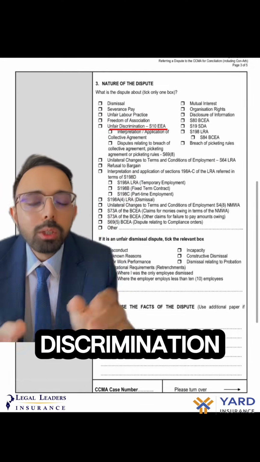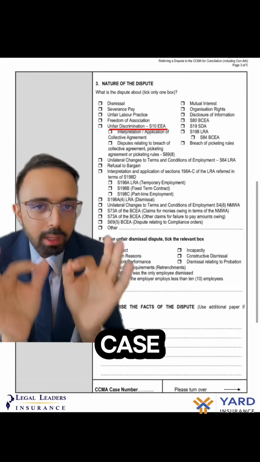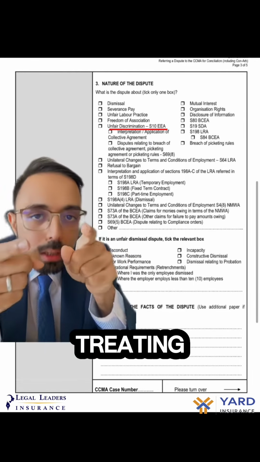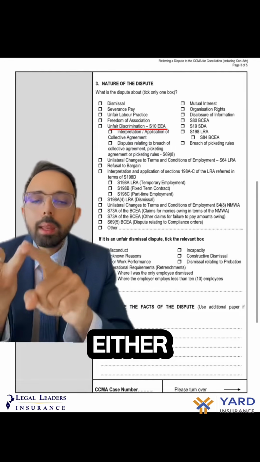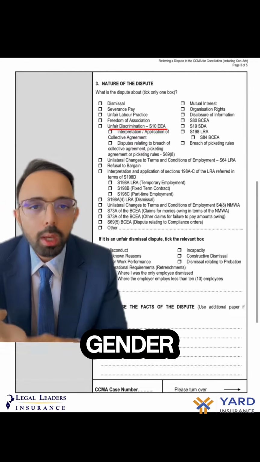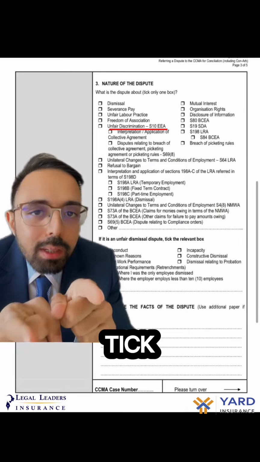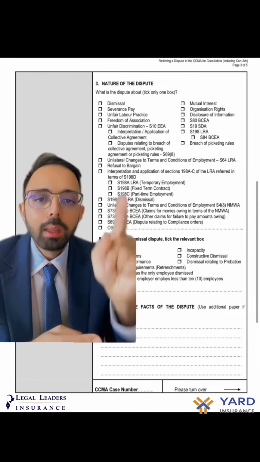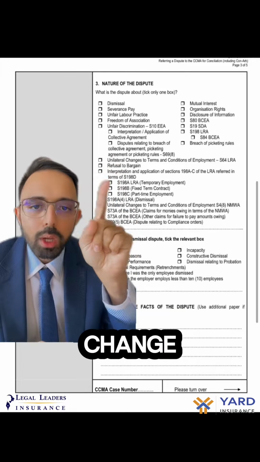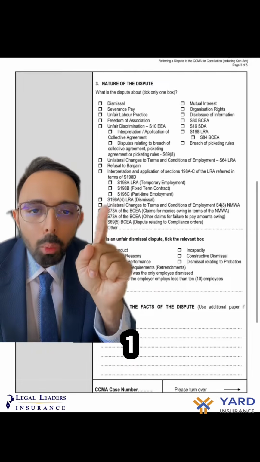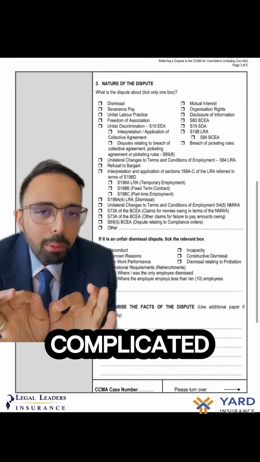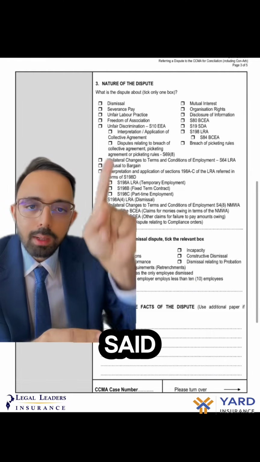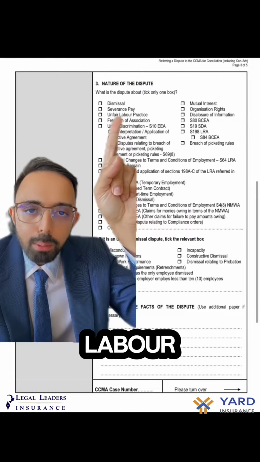Unfair discrimination, very difficult case generally to prove, but this is where the company is treating you differently either because of your race, gender, religion. Only tick that box if it's relevant and you can prove that. The other aspects like unilateral change, refusal to bargain, 198, those are a bit more complicated and nuanced disputes. The most common one, like I said, is dismissal and unfair labor practice.